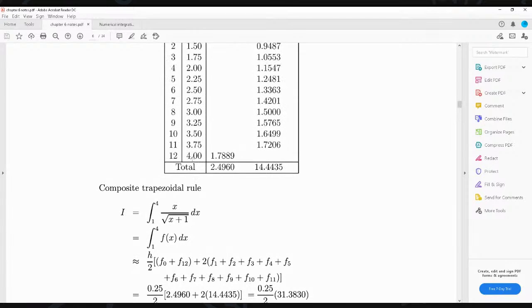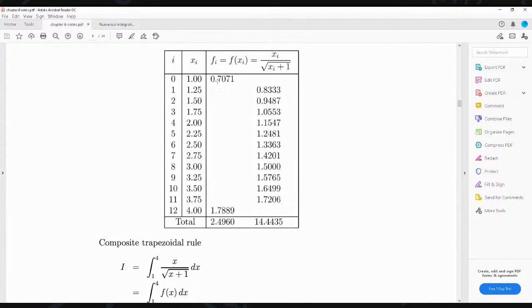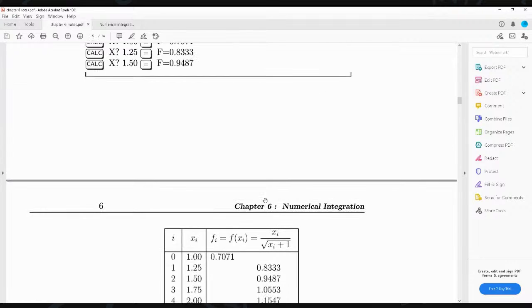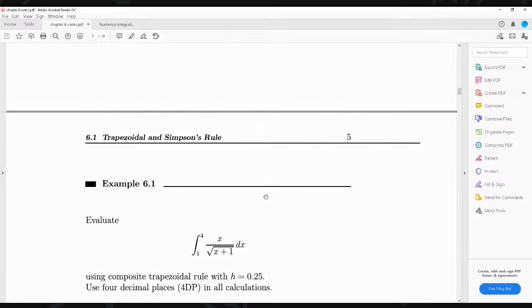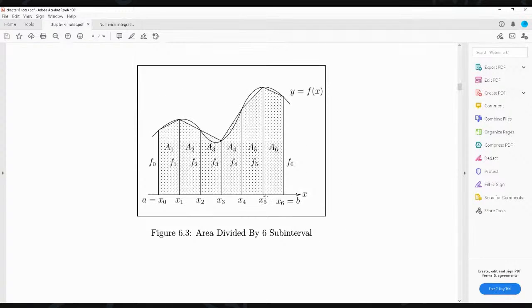So you are going to have 4 columns. The first column is f0 up to fn. The second column is f1 up to fn minus 1. So we learn two methods, the trapezoidal rule and the composite trapezoidal rule. In the composite trapezoidal rule, we divide the area into n sub-intervals. The formula again: h divided by 2, A plus 2B, where A is f0 plus fn, and B is f1 up to fn minus 1.